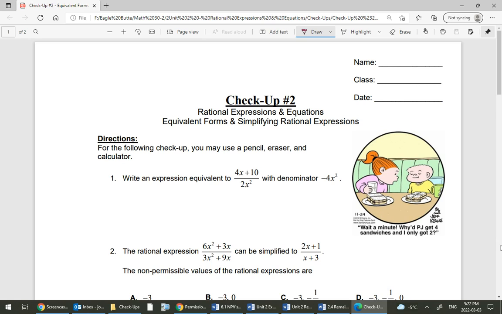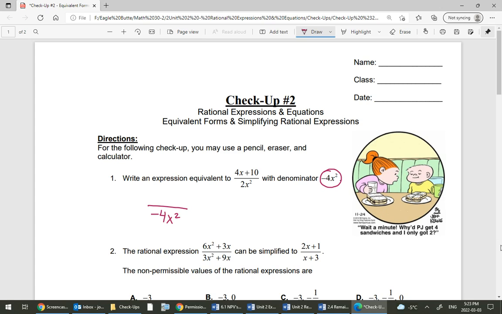So the first question here, we're asked to write an expression equivalent to (4x plus 10) over 2x squared. When we're doing equivalents, we can write these multiple different ways. But in this case, we're told that we want a denominator of negative 4x squared. If you're just asked to make something equivalent, we can multiply all terms by the same number or divide. We can factor. But if we're told specifically that our denominator has to be negative 4x squared, then we have to look at what we're going to do to the 2x squared to get to a negative 4x squared.